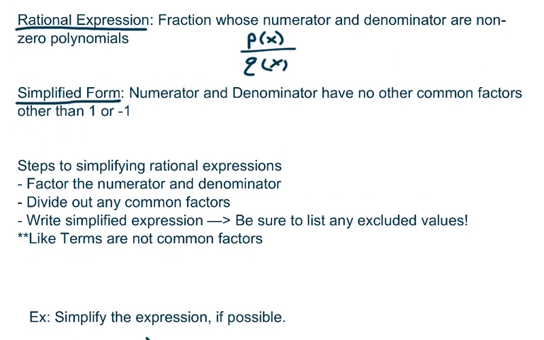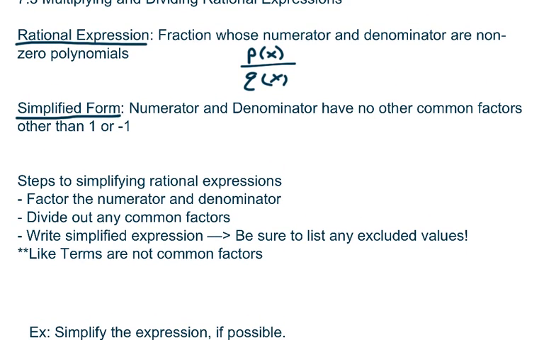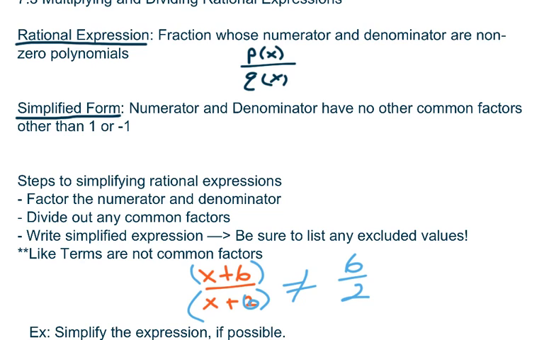One key note here with simplifying expressions: like terms are not common factors. So for example, if I had x plus 6 over x plus 2, these x's right here do not cancel each other out. This is not equal to 6 over 2. What would have to cancel out is if they were both x plus 6. Then they would cancel out.